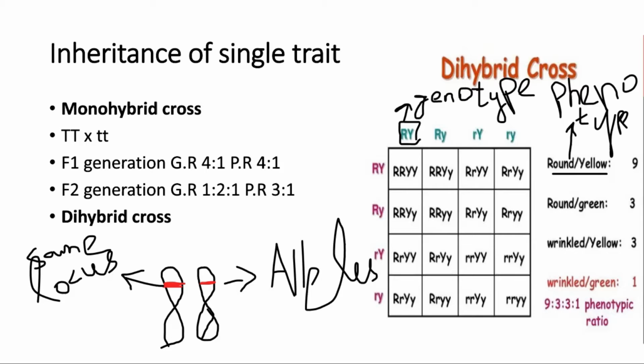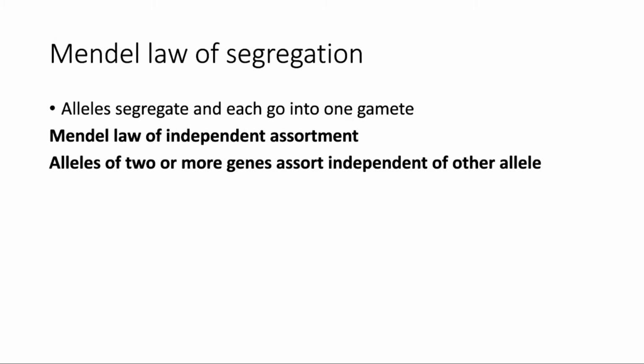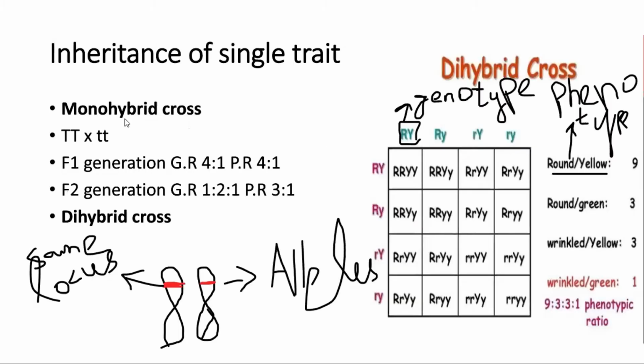Mendel worked on the pea plant and the inheritance of single trait or the monohybrid cross. You can see that the capital T and the small t, these two are the alleles. These two small t are also alleles of a gene. Mendel's first law states that the alleles segregate or separate and each go into one gamete. So these alleles will separate and each offspring will receive one of these alleles.